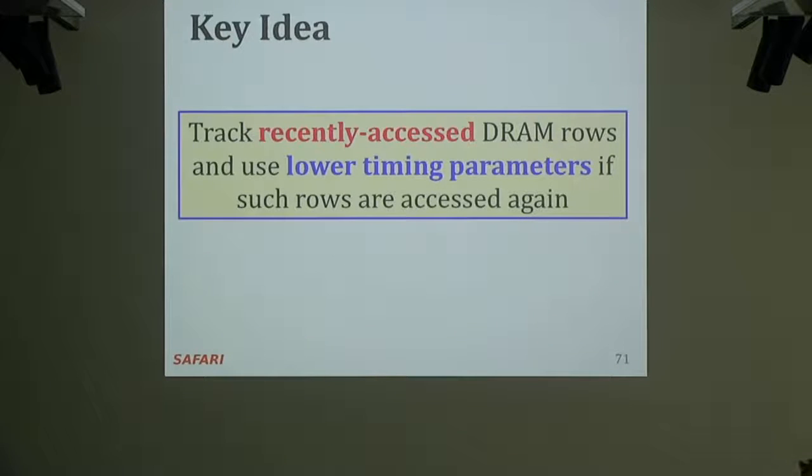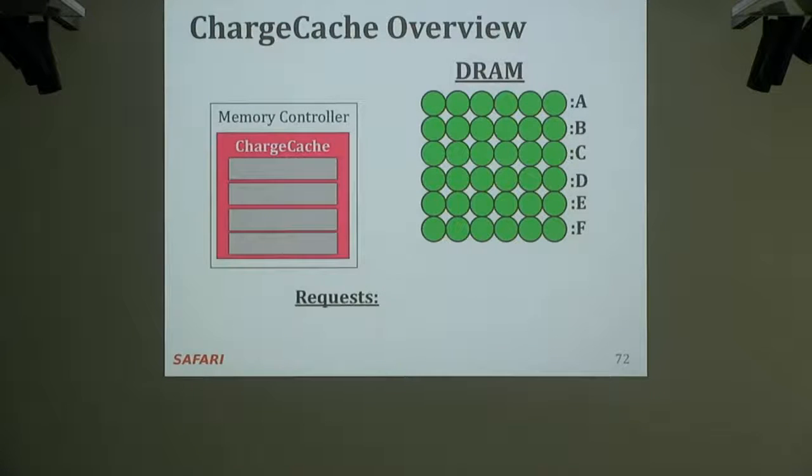So the key idea is very simple once you make those observations. We want to track recently accessed DRAM rows and use lower timing parameters if such rows are accessed again. And the idea is called ChargeCache. It's an interesting name. I didn't like it initially, but then I grew to use it. It's not caching any charge. It's really caching the addresses of the rows that are highly charged, basically. So let's take a look at how it works.